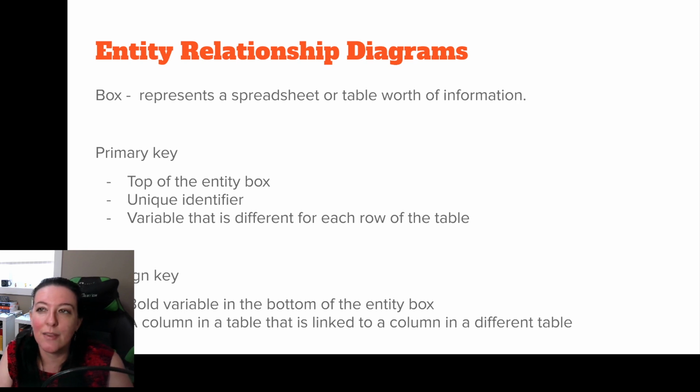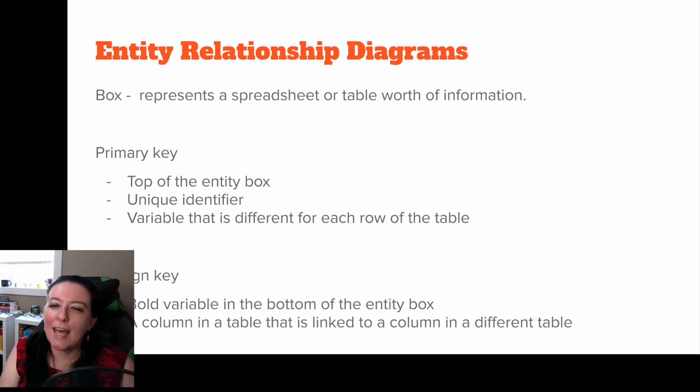First, we have a box that's going to represent a spreadsheet or table's worth of information. In that box, we're going to list all the different variables or fields that are in that spreadsheet. Now, from that list of fields or variables, we need to identify the primary key. It's going to go in the top of this entity box, and it is going to be unique for each item in the table. So, for example, if we have a spreadsheet that is all about our salespeople, then the unique identifier is that each row in our table is a different salesperson.